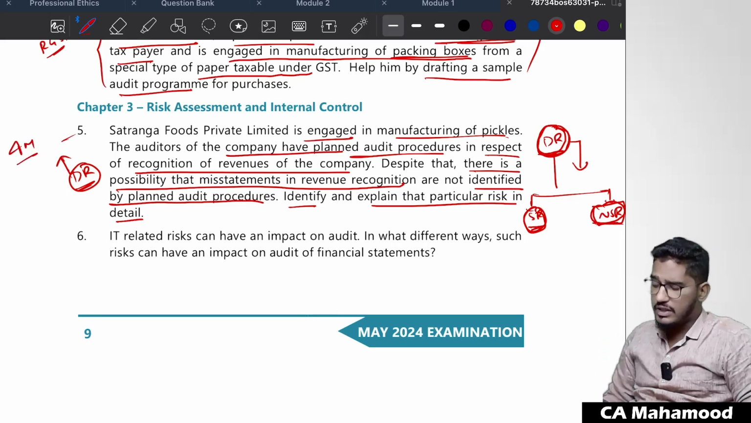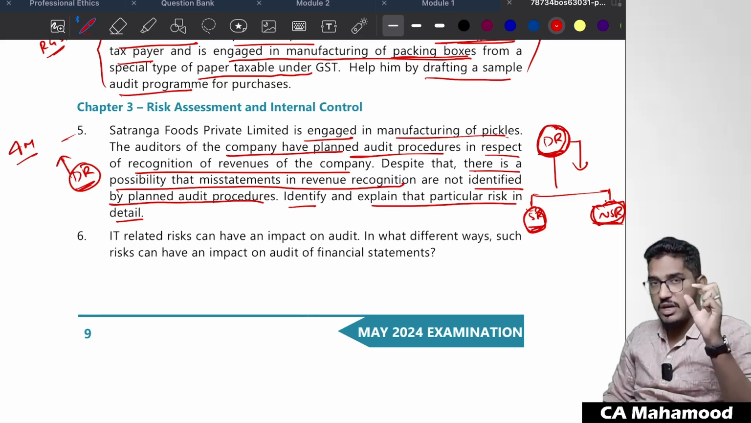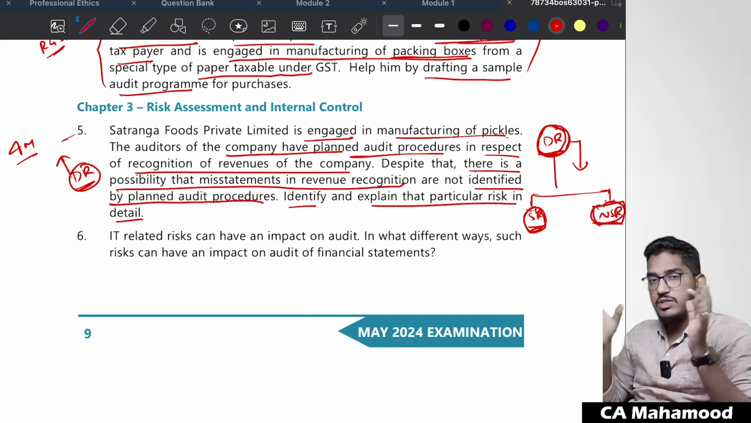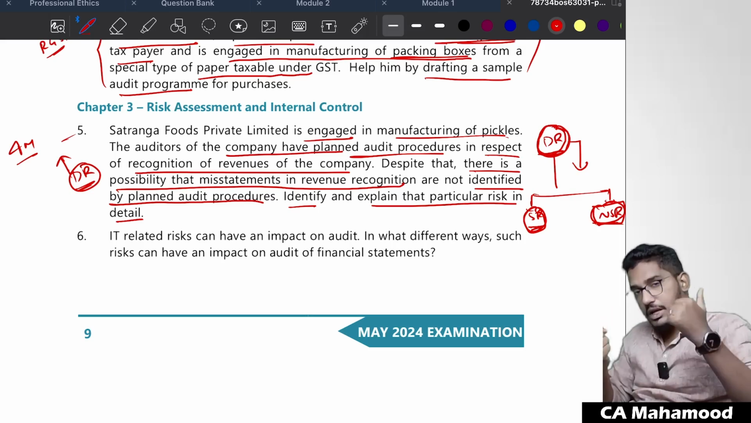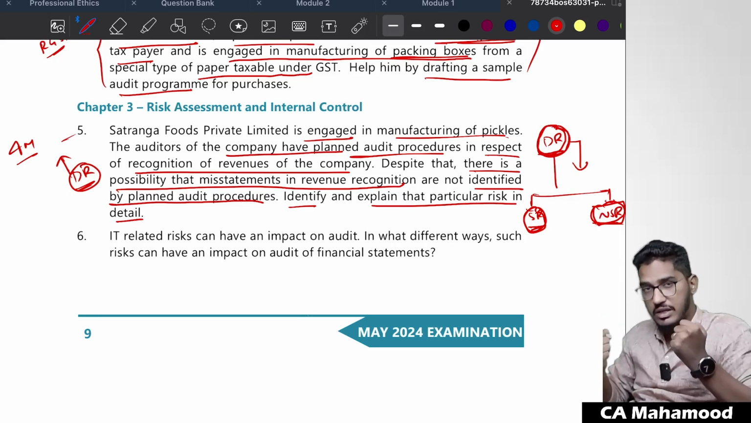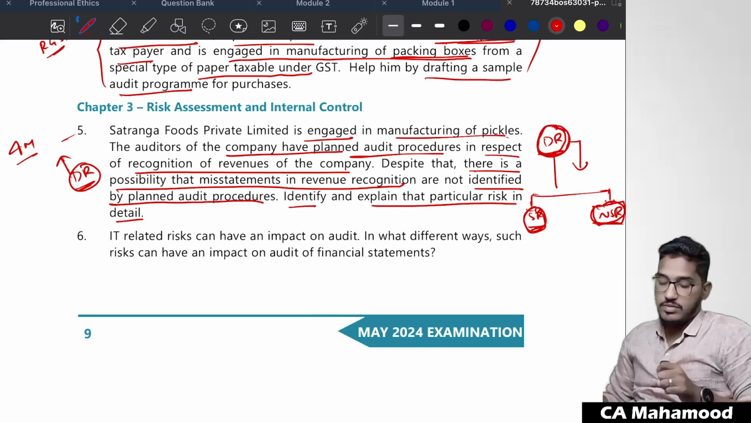In the book, detection risk will be only 1 paragraph, only 3 lines of definition. If you write only that much, you will not get 4 marks. So you have to elaborate that answer. Sir, how to elaborate that answer? Refer to the suggested answer once.